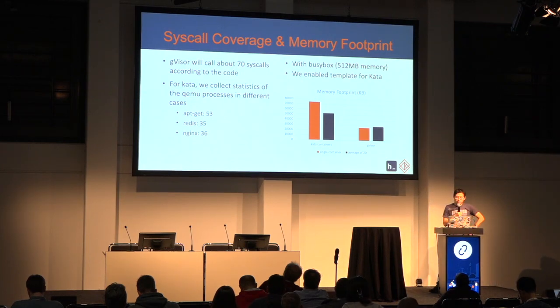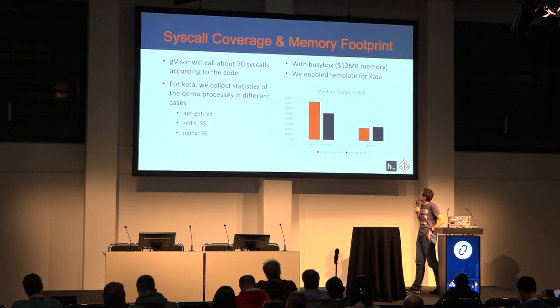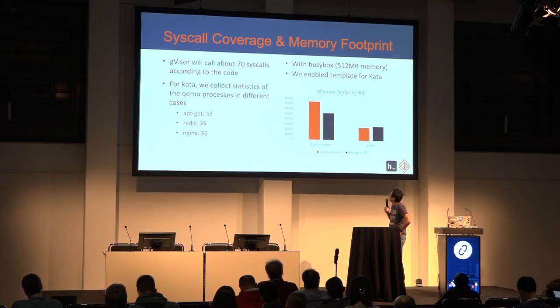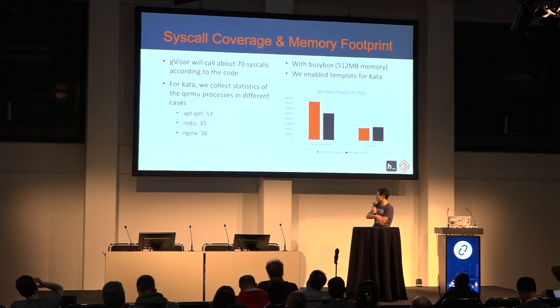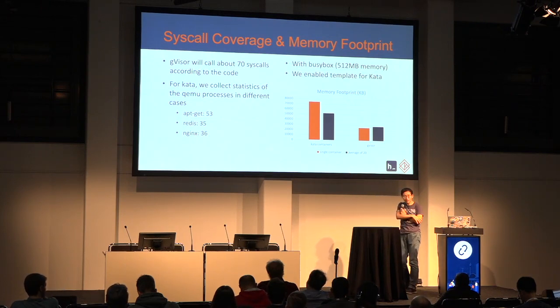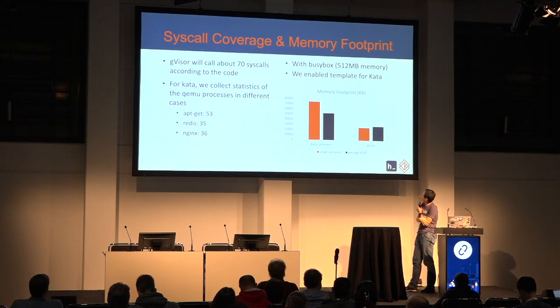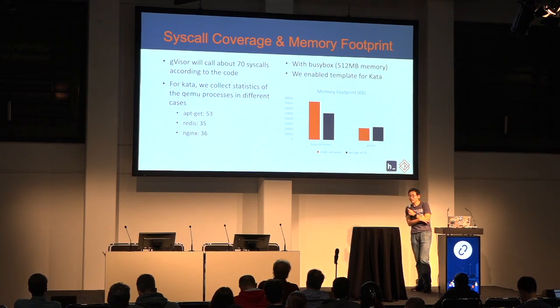And for the memory footprint, here we use half a gigabyte of memory for the containers, and we have two cases. The first is launching a single container. For Kata Containers, a single container may consume more than 70 megabytes. And for gVisor, it's about 25, I think.